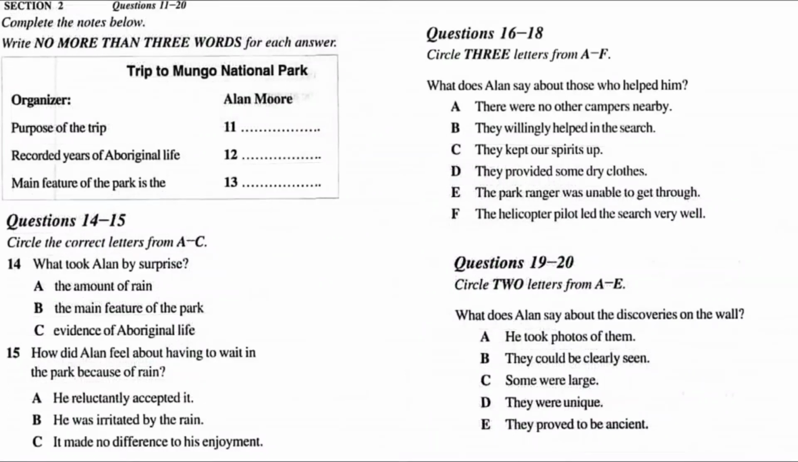Now turn to Section 2. Section 2. You are going to hear an interviewer who is interviewing Alan. He made a great discovery at Mungo National Park. First look at questions 11 to 15. As you listen to the first part of the interview, answer questions 11 to 15.